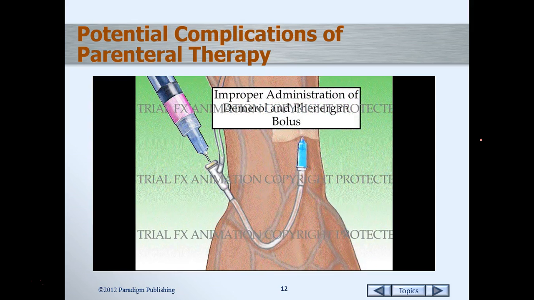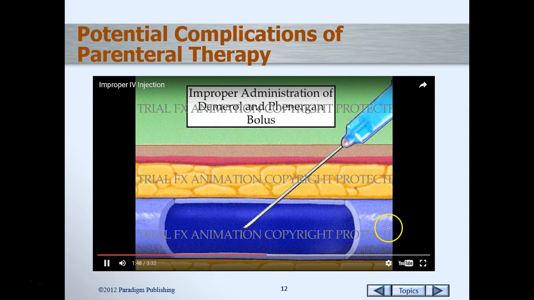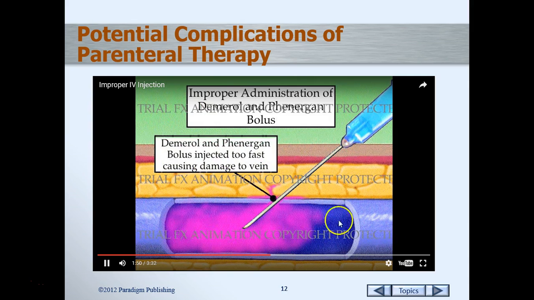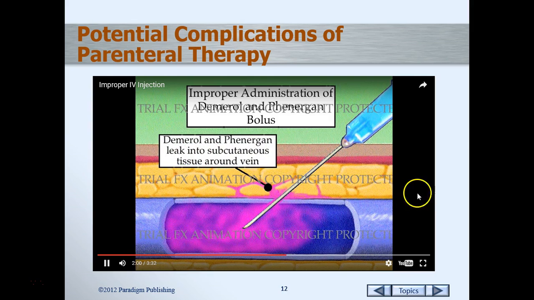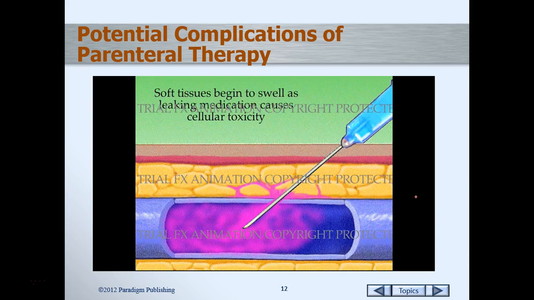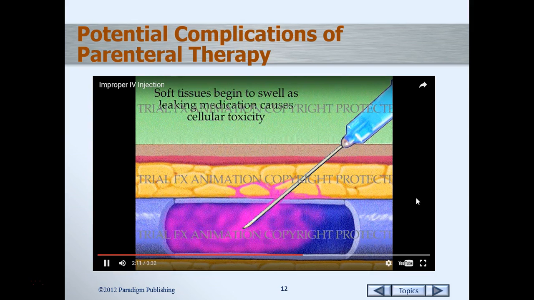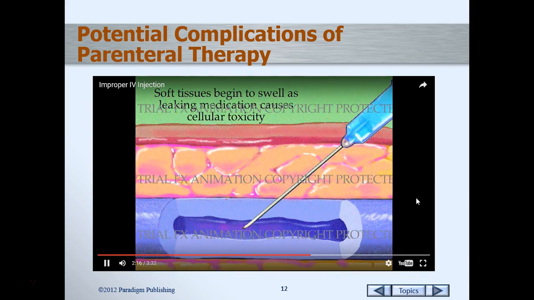The next illustration is going to be where they push this too quickly. So it forces all of the medication into the vein. When it does that, it can cause damage to the vein, as illustrated here, and then the medication can start to seep out and infiltrate into that subcutaneous tissue. And it starts to damage that tissue. It can cause toxicity in the cells, cause swelling and inflammation or cellulitis, which can result in infection.